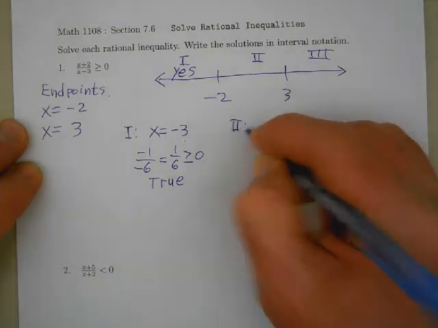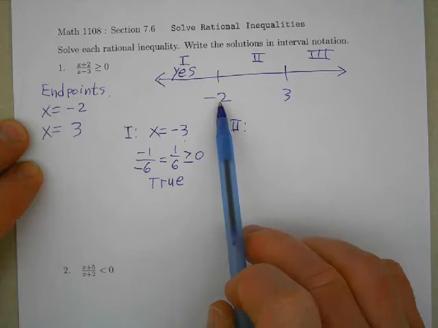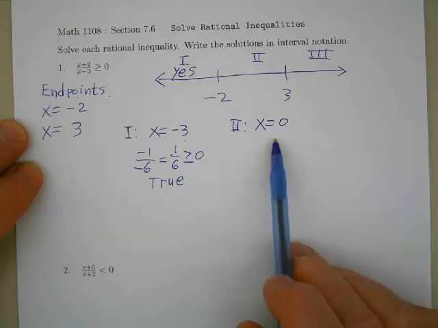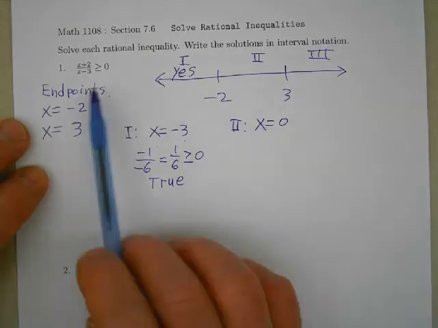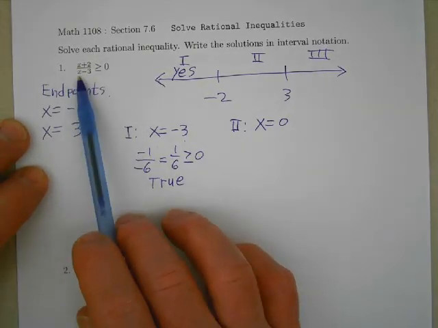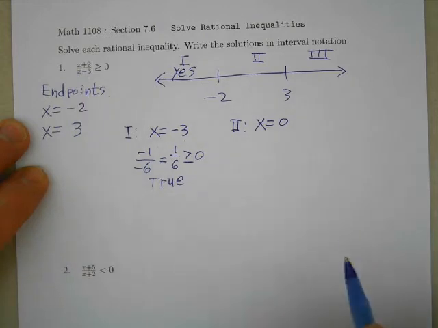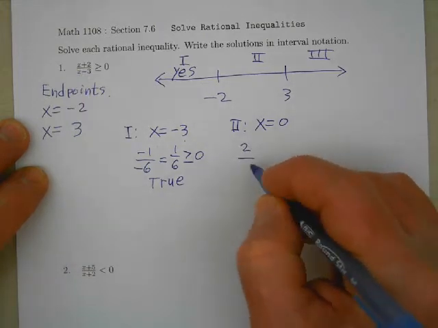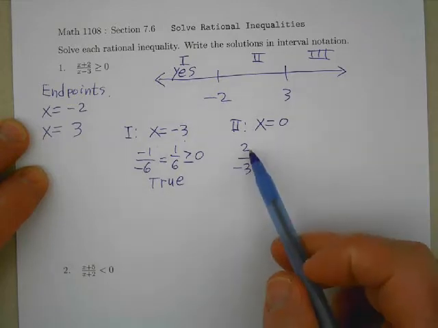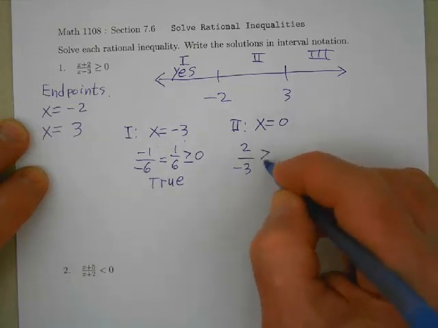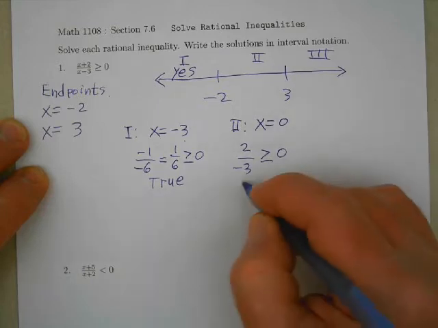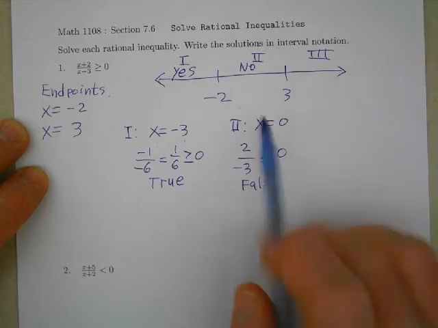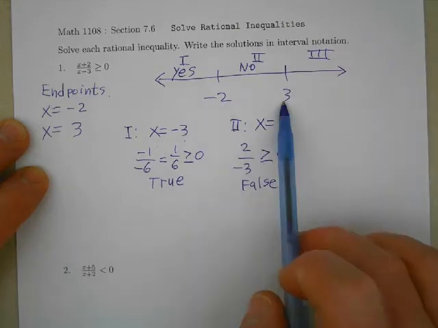In the second interval, we can pick any number we want between -2 and 3, but since 0 is in that interval, that is often a convenient number to pick. And then replace every x with 0. In the numerator, 0 plus 2 is 2. In the denominator, 0 minus 3 is -3. And this number is negative, but the inequality is greater than or equal to 0, and that's false. So none of the numbers between -2 and 3 are solutions.